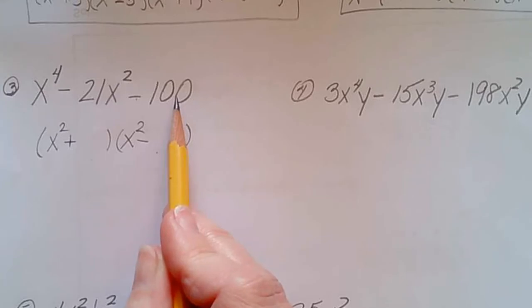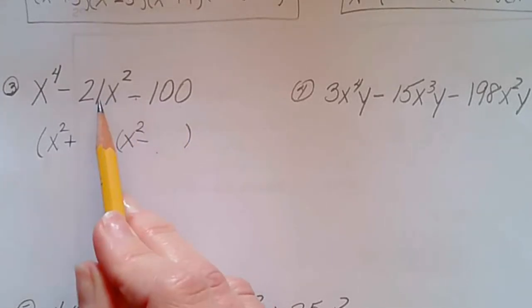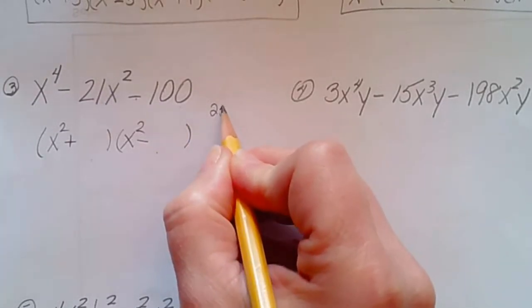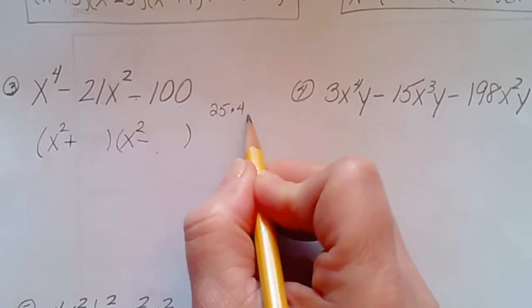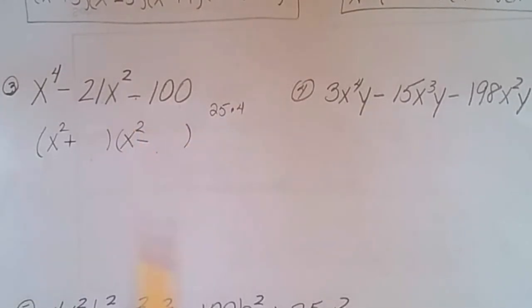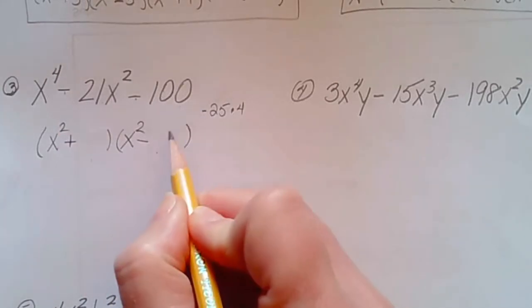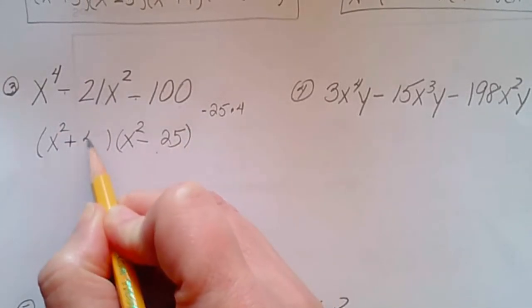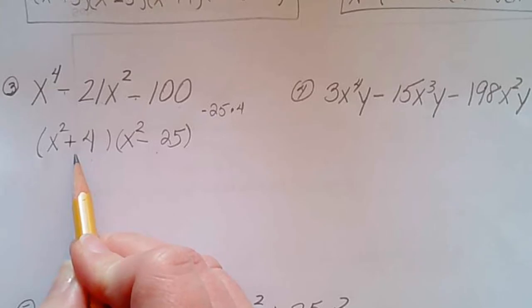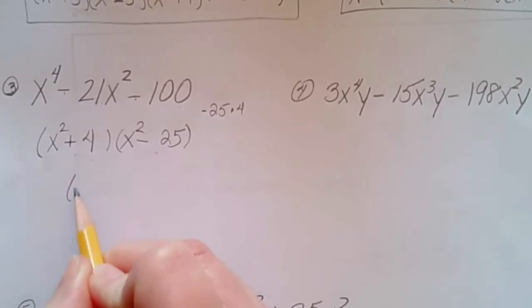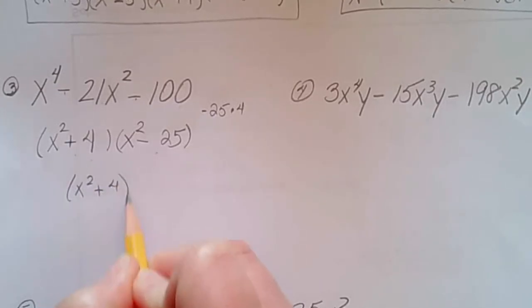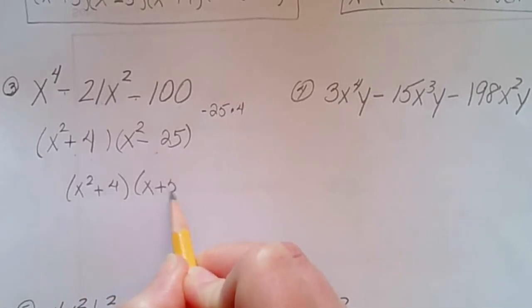Multiply to get 100, subtract, and get 21. Well, those numbers are 25 and 4, because that multiplies to 100, subtracts to 21. Minus goes with the bigger number. Here's my 25. Here's my 4. This guy cannot be factored again. He can. X squared plus 4. And that one is x plus 5 and x minus 5.